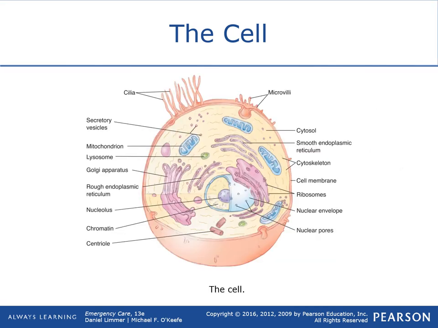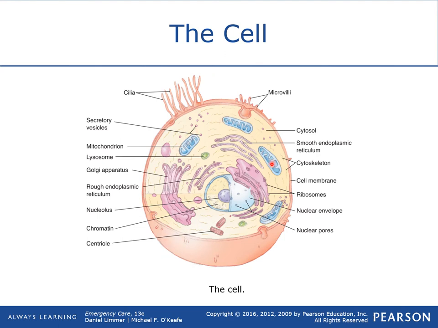So right here we have a diagram of the cell. Like I said, we're going to try to keep this as basic as possible. So a lot of this is just kind of for your reference. I'll point out a few of the things that we do need to know. So right around here, that is the cell membrane. So that's the area that lets substances in and out of the cell.